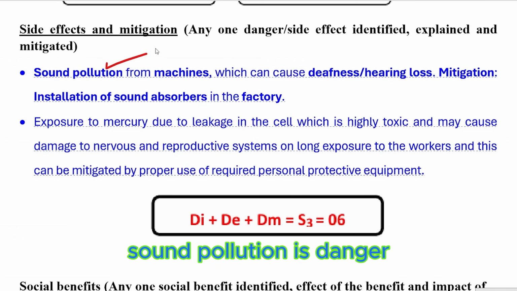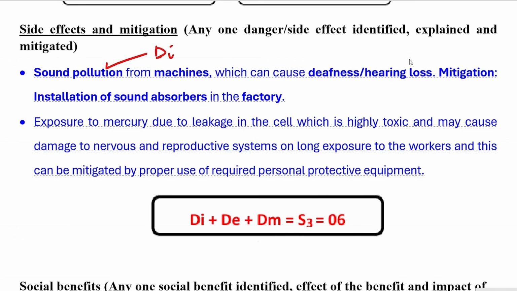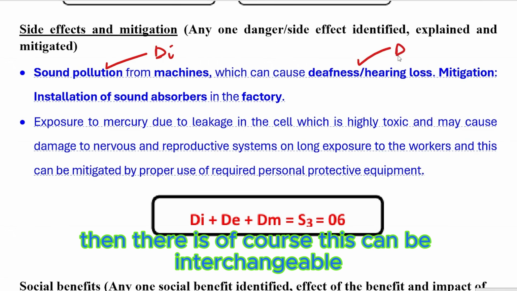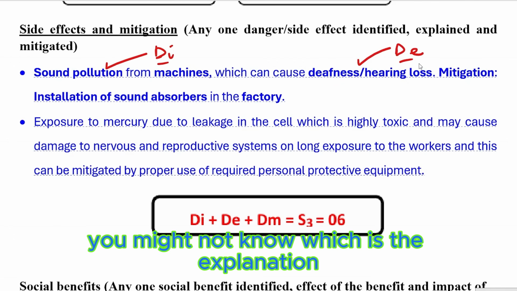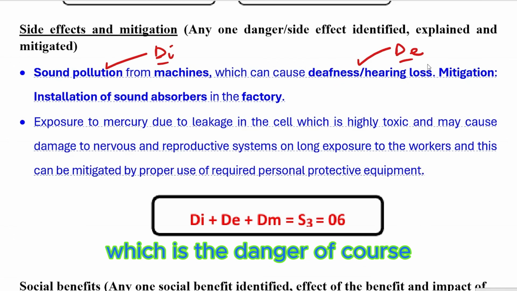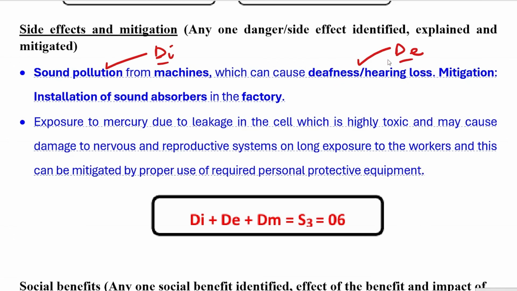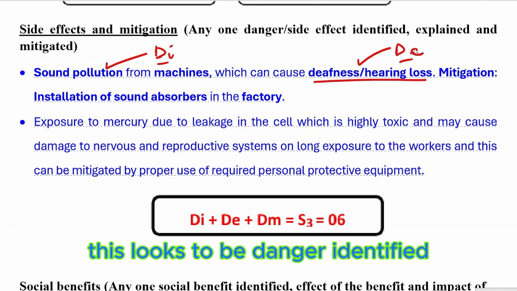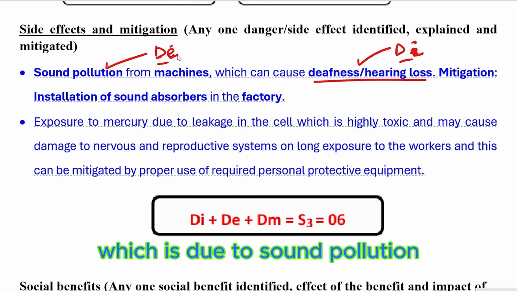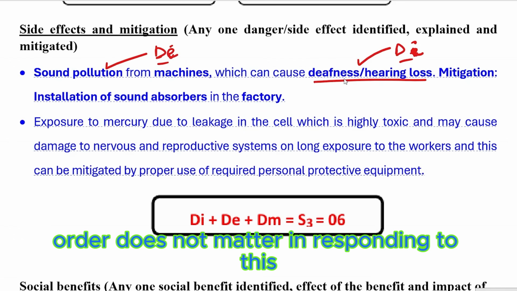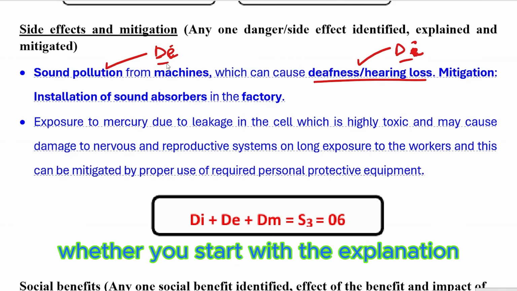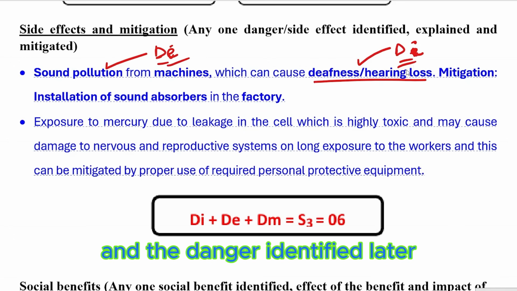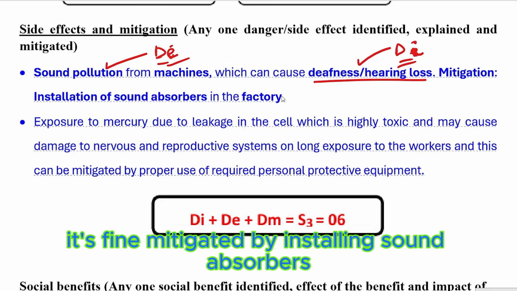Sound pollution is danger. Then there is, of course, this can be interchangeable. You might not know which is the explanation, which is the danger. Of course, by the way it sounds here, this looks to be danger identified, which is due to sound pollution. Order does not matter in responding to this. Whether you start with the explanation and the danger identified later, it's fine.